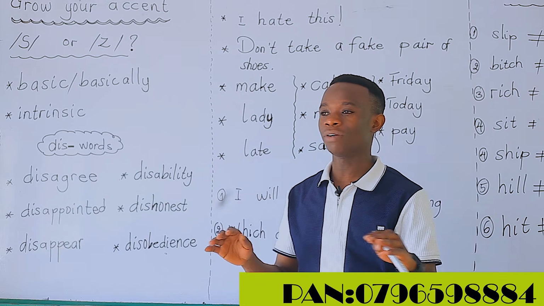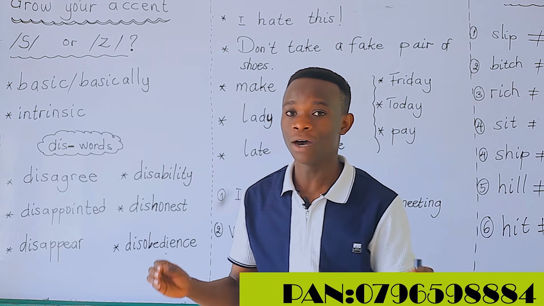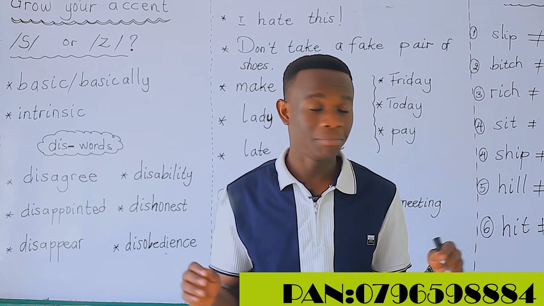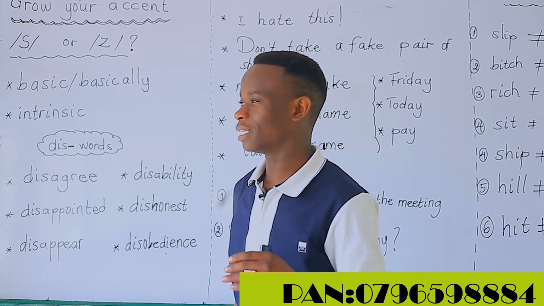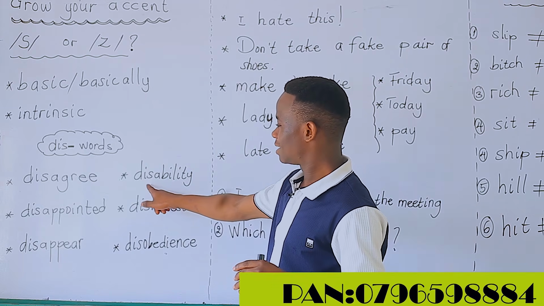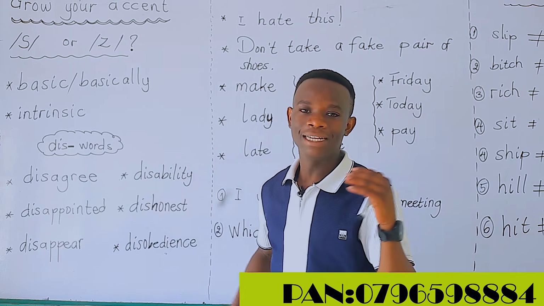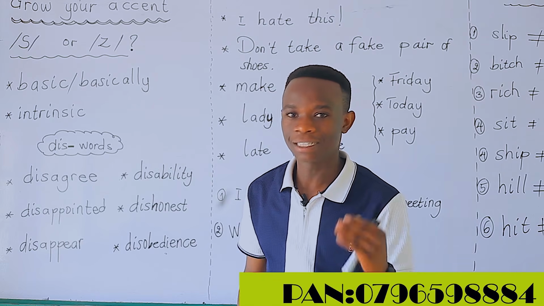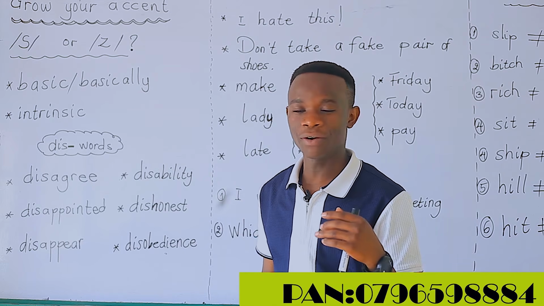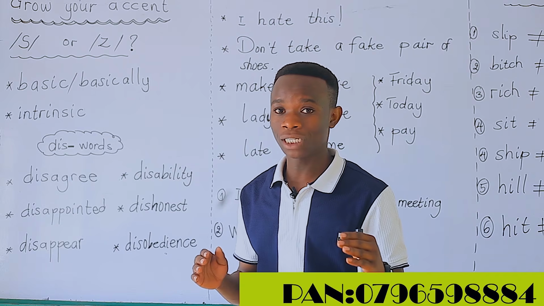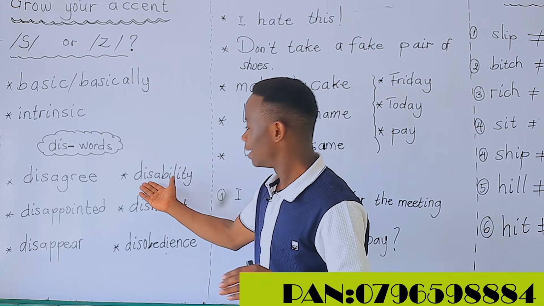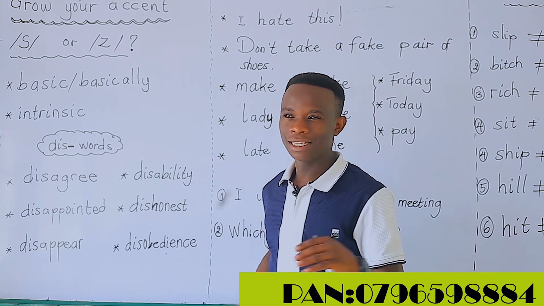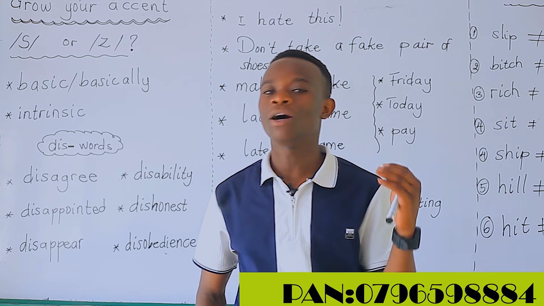What about this word? This word is very, very common, but people pronounce it with a Z, and it's okay, but I don't think it's very good. Instead, you should say disability. Disability. That sounds very good in my ears, and of course, it sounds very good to everyone. Disability.